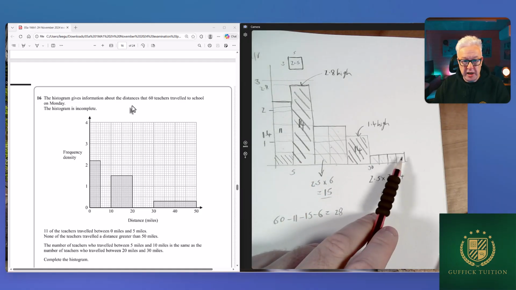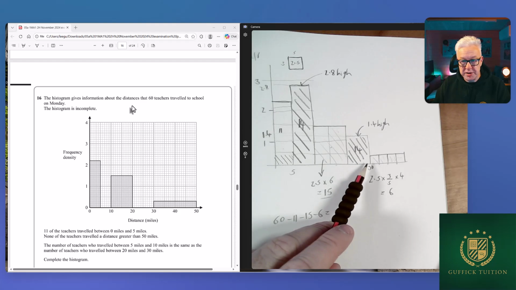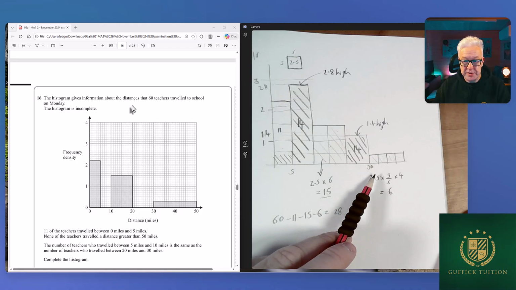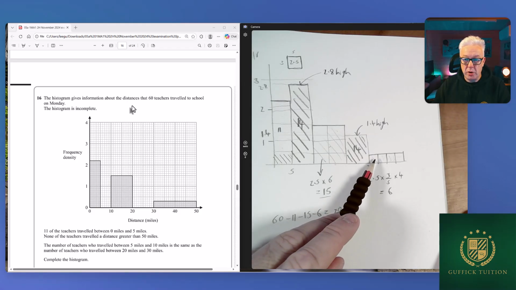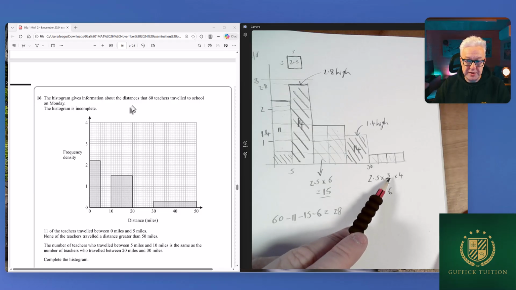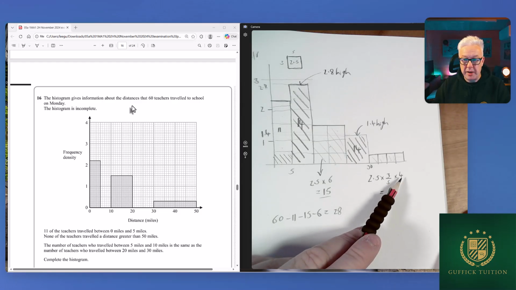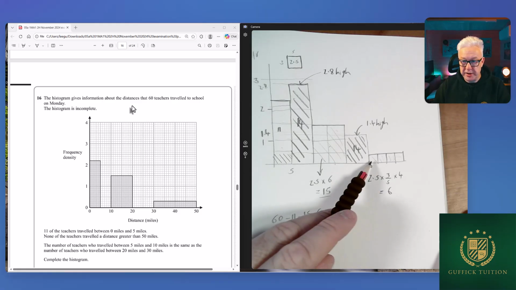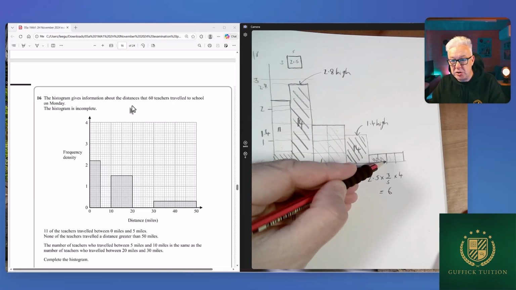What about this one over here? Well, it is 3/5 high, and each block corresponds to 2.5. So we've got 1, 2, 3, 4 of the 2.5 blocks, but we've only got 3/5 of the height of each one, and we've got 4 of them. So that corresponds to 6 teachers. This area here is 6 teachers.